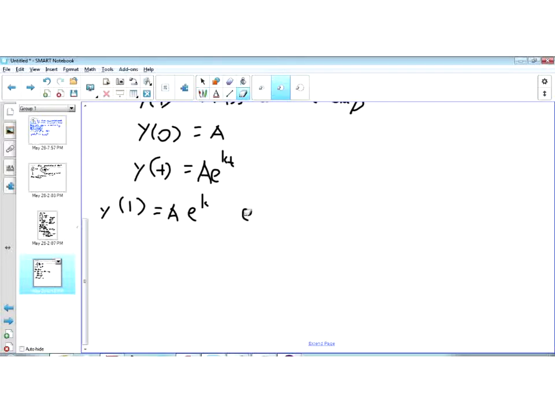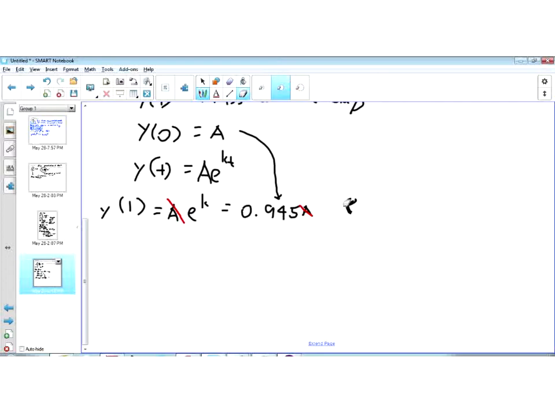So after 1 year we have 0.945 of the initial amount. Okay, so that would be 94.5% of the initial amount after 1 year. So then we can solve for e to the k because now the a's will cancel in this equation. See how the a's cancel? A was your initial amount, but we really don't need to know it. We just need to solve for the exponential decay factor.